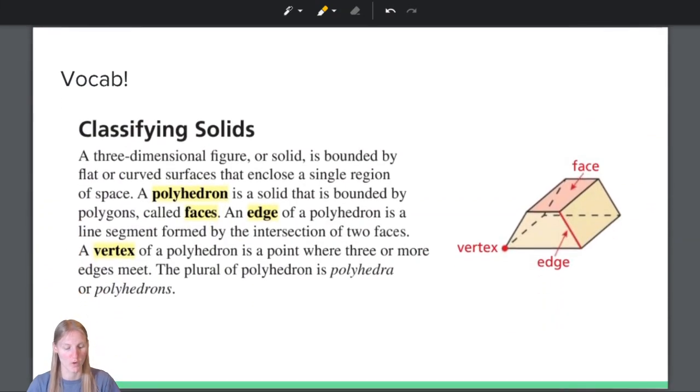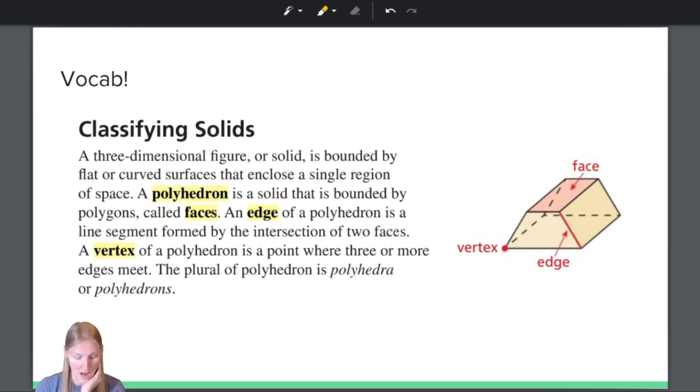First, we're going to start with our vocab and classifying solids. A 3-dimensional figure, or solid, whatever you want to call it, is bounded by flat or curved surfaces, they could be curved, that enclose a single region of space. So when we talk about 3 dimensions, we're talking about enclosing space. Like the area, okay, that's just a surface. You're not enclosing any space. But with 3-dimensional figures, we are enclosing some amount of space.